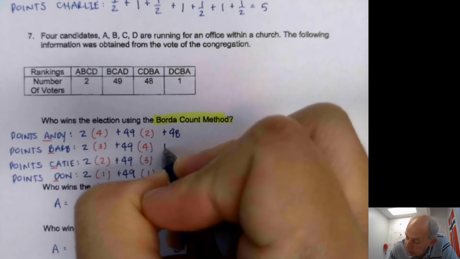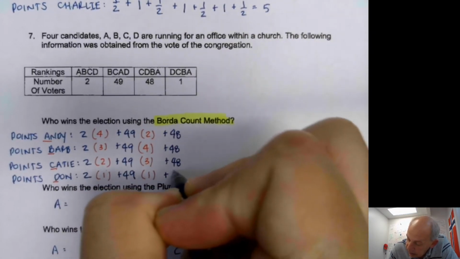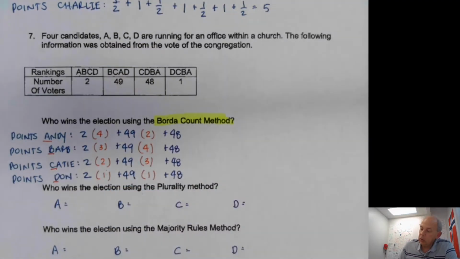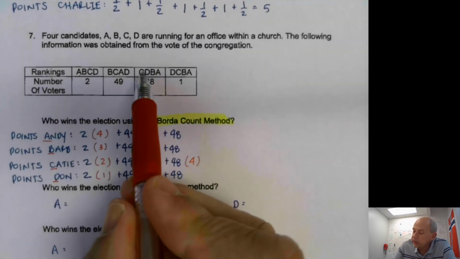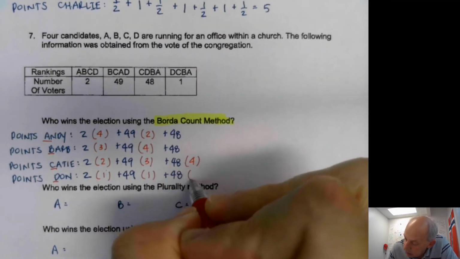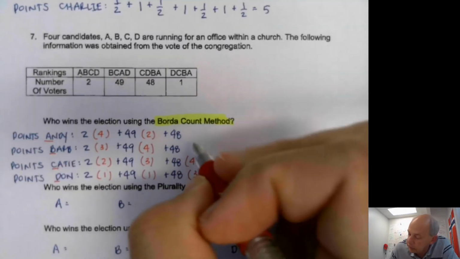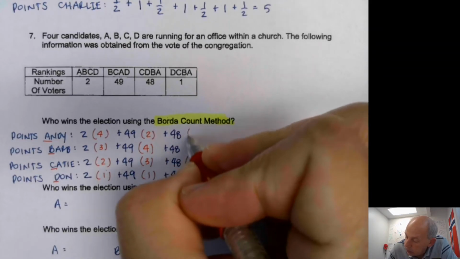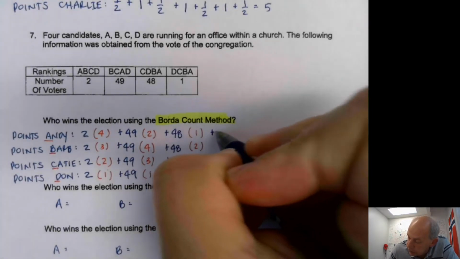48 members of the congregation voted, and their favorite candidate was Katie. So Katie gets 4 points for being in first place with those 48 people. Don comes along in second place. He gets 3 points. Then Barb, then Andy in third and fourth place for those 48 voters.